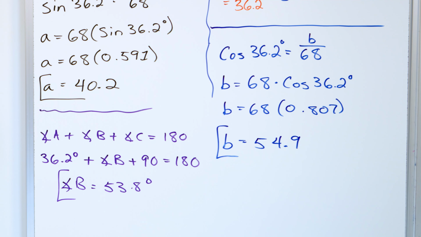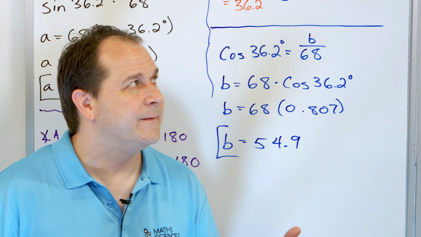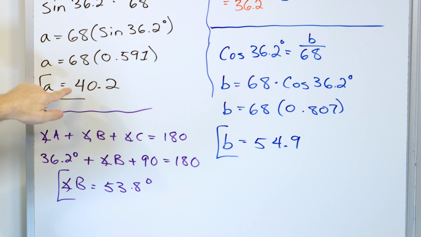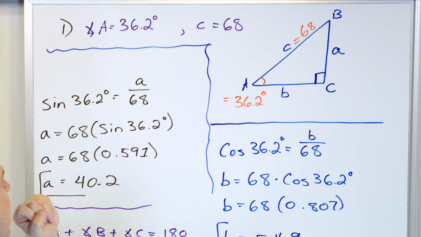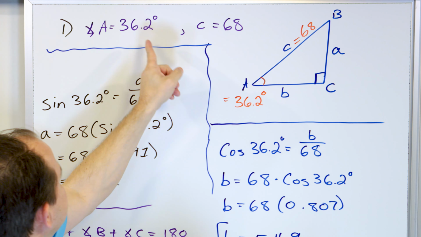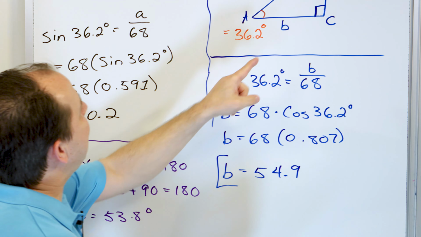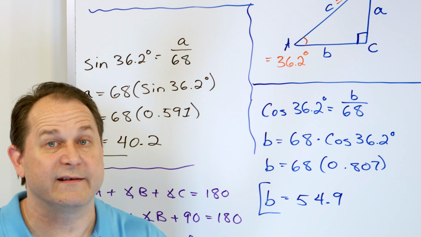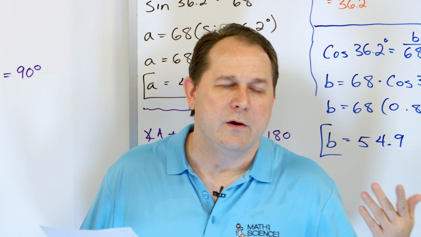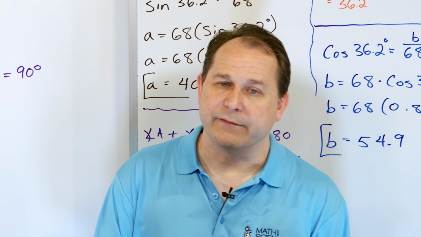So we ask ourselves, have we solved the right triangle? There's 6 unknowns, 3 angles, 3 sides. Side A is 40.2, side B is 54.9, side C is 68. Angle A is 36.2, that's given. Angle B is 53.8, that's given. Angle C is 90 degrees, that's also given, because all of the problems in this lesson are going to involve right triangles. So one of the angles is always already given. And so that's how you solve the problem.